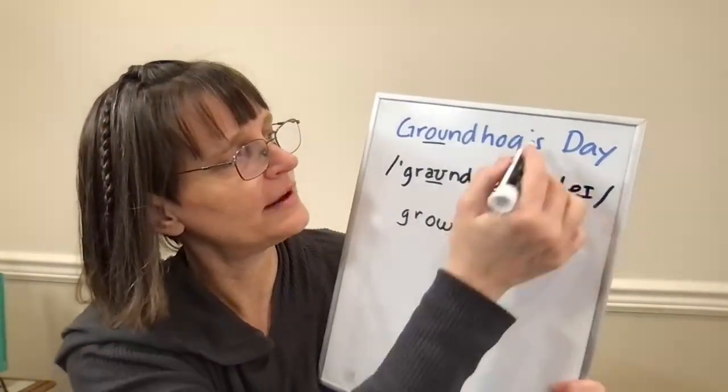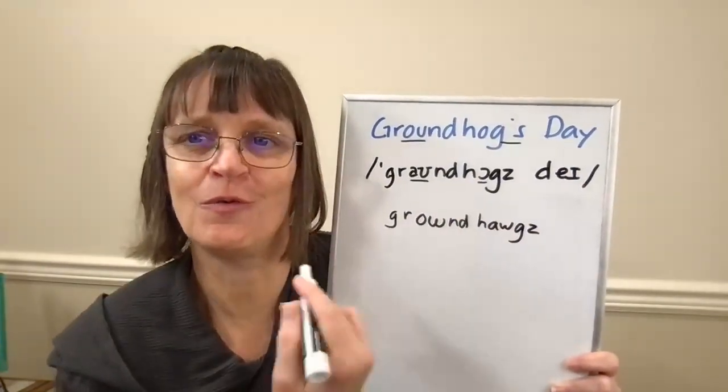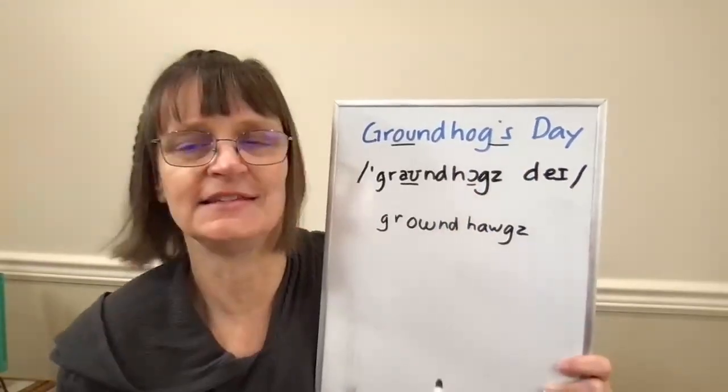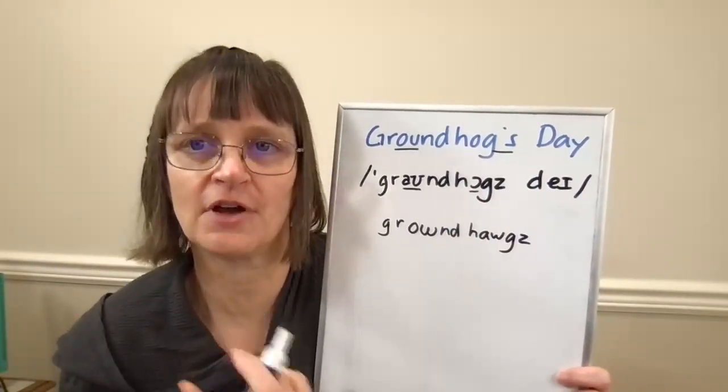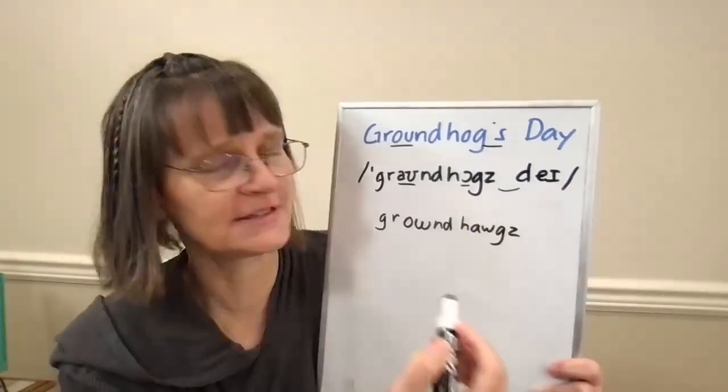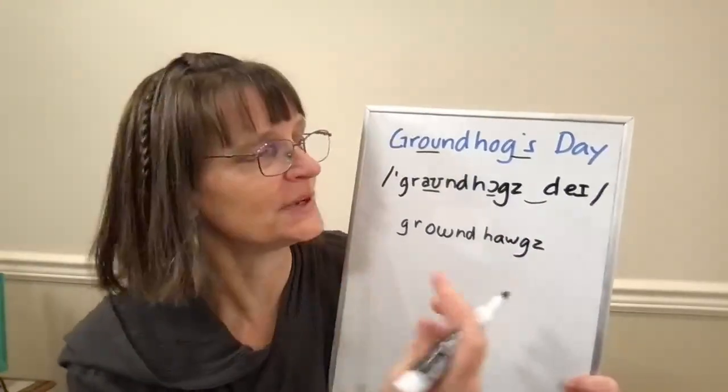And then when I have a possessive or a plural after a G sound, which is a voiced sound, then my letter S says the Z sound. Groundhogs, Groundhog's Day. I tend to run those together, Groundhog's Day, not a lot of a break in between.